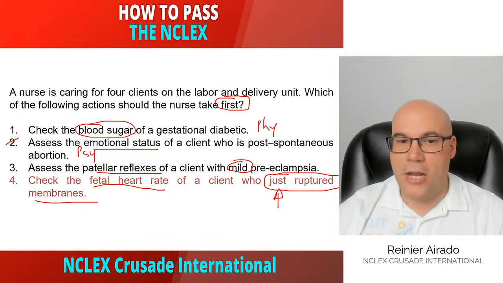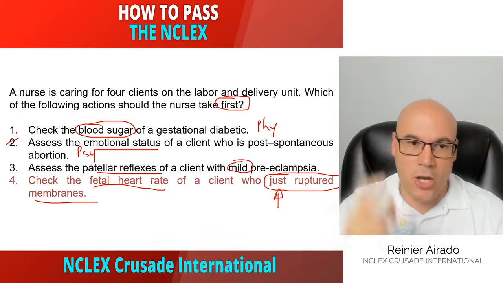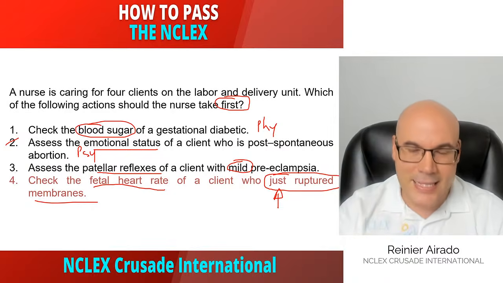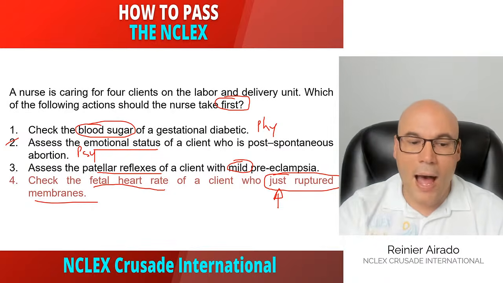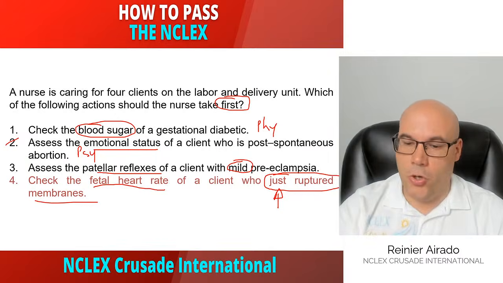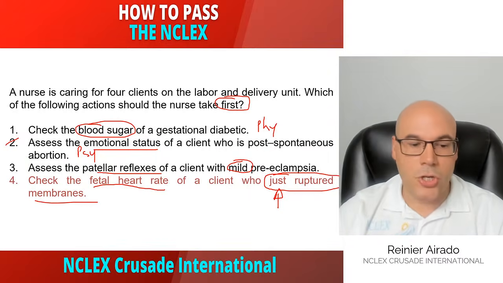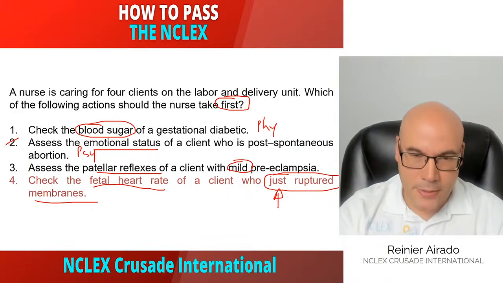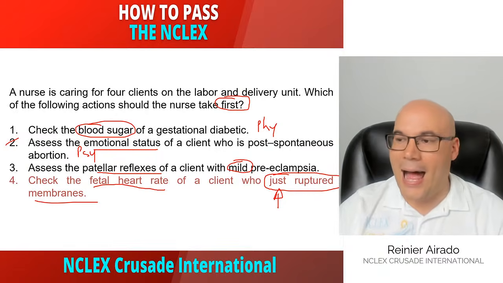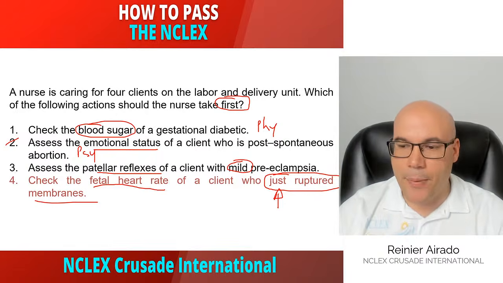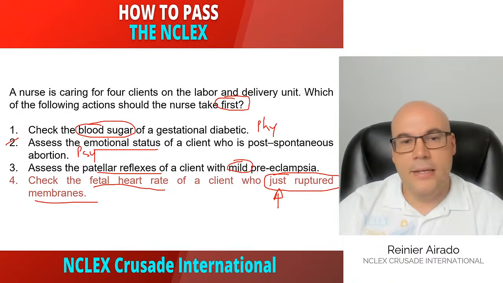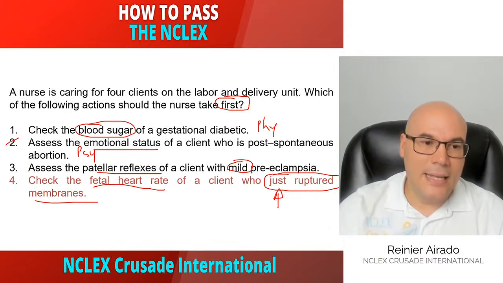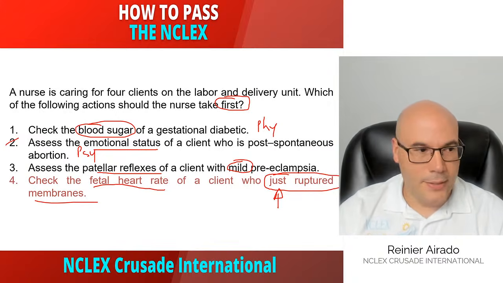And also, because there is a changing condition, the nurse must see and assess that patient first. Why? The patient could develop a complication known as umbilical cord prolapse. And how will I determine if this is happening? By doing an assessment, by assessing the mother and assessing the fetal heart rate.